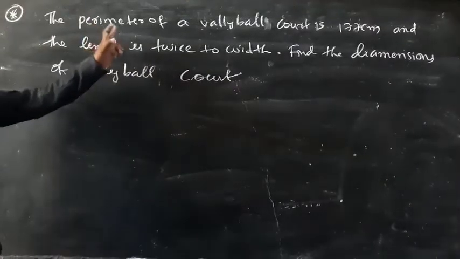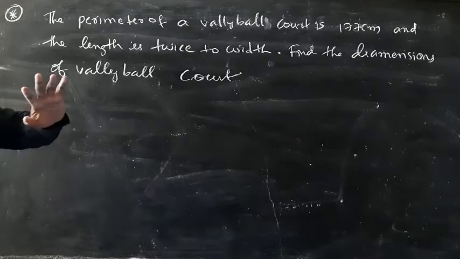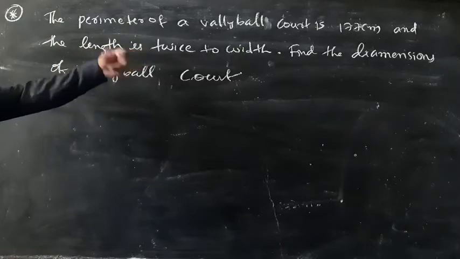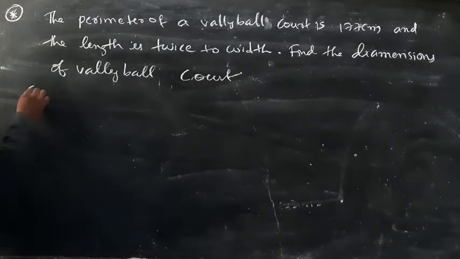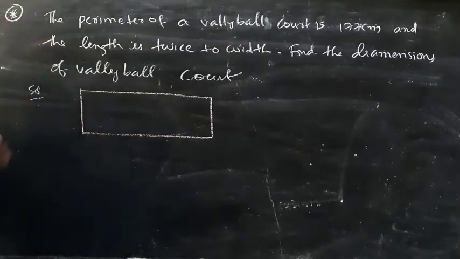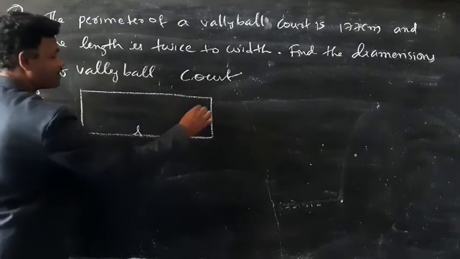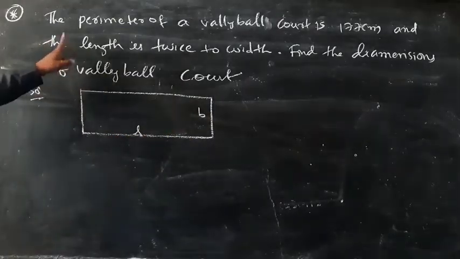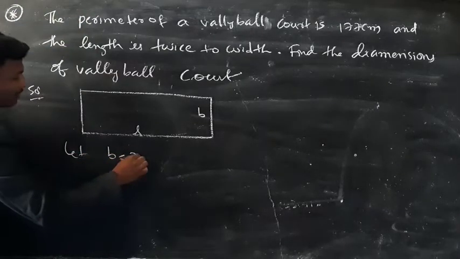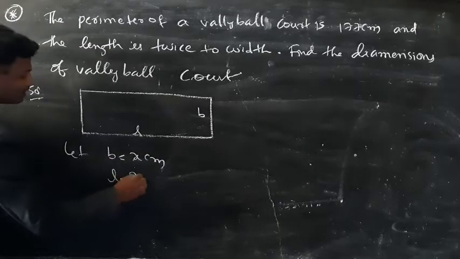The perimeter of a volleyball court is 177 centimeters. Here, what is the perimeter of the volleyball court? 177 centimeters. And the length is twice the width. For example, solution. Here is one volleyball court. That volleyball court is in the shape of a rectangle, with length and also breadth. Here length is twice the width. I am taking breadth as x centimeters. As per the given, length is twice the breadth.